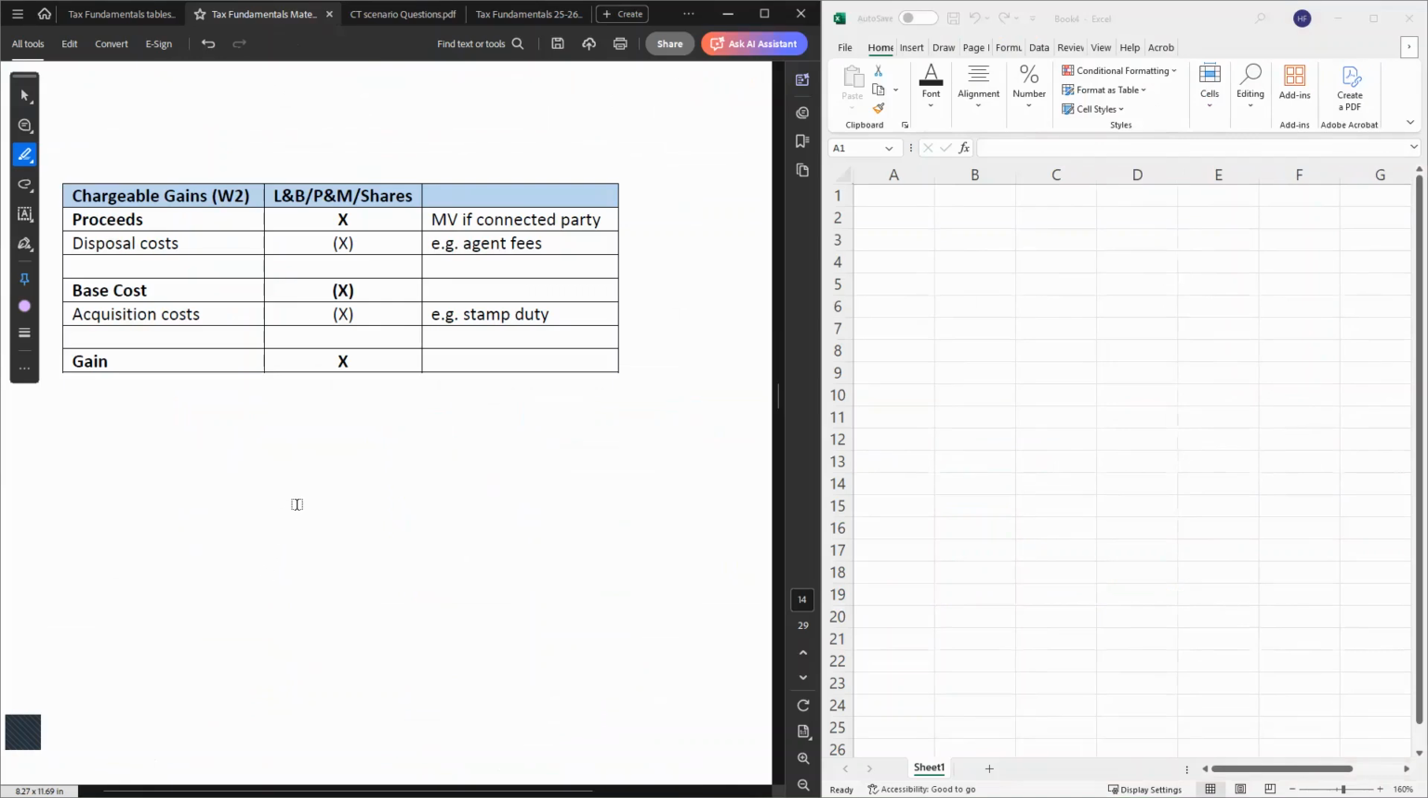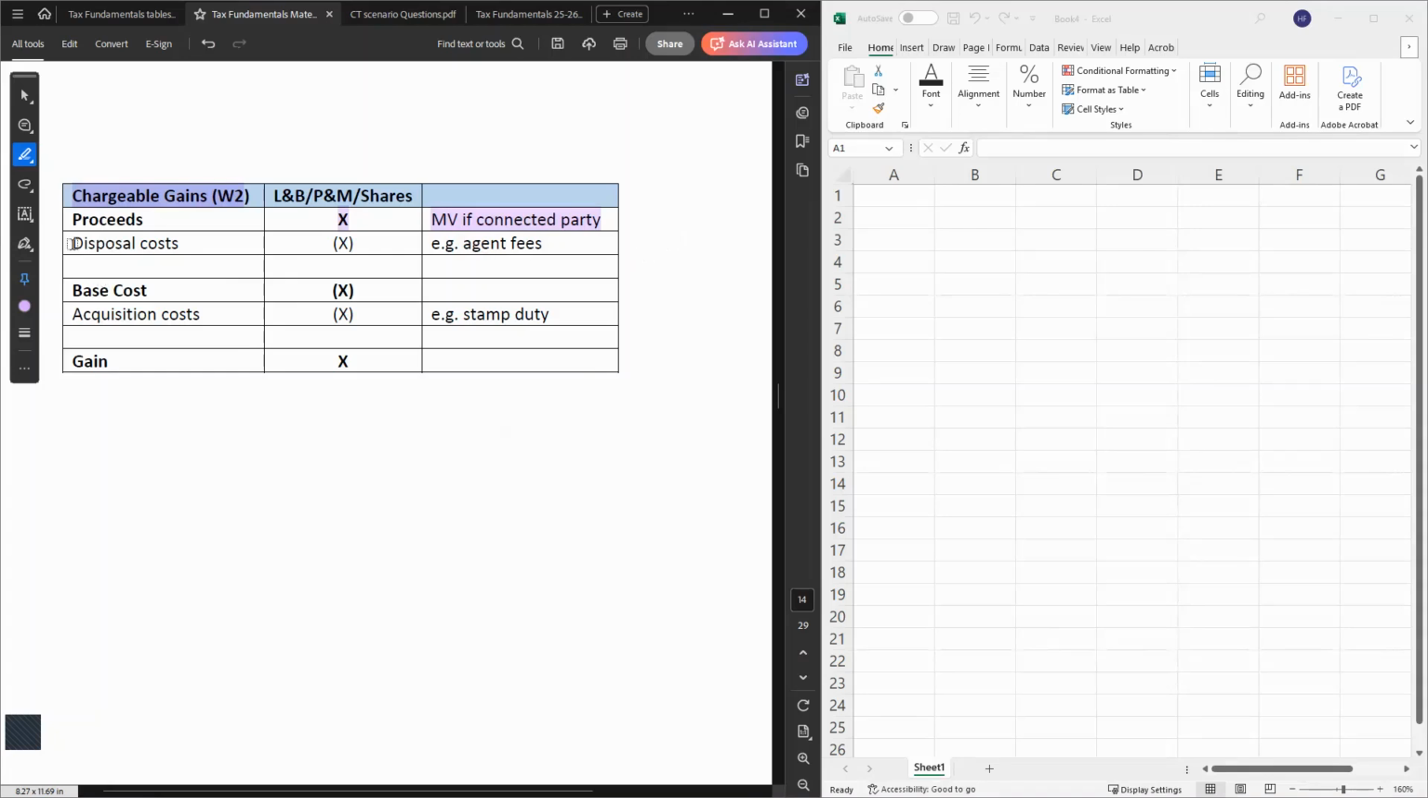In the ICAEW Master's Notes, there's a really useful pro forma for the calculation of the chargeable gains, and we can see, as we said, that we start with proceeds, which is the proceeds received in respect of the disposal, and a note here that you would use market value if the disposal is to a connected party. So if it's a connected party, you wouldn't use any consideration they actually gave you, so they may have given you no consideration, but you'd use the market value.